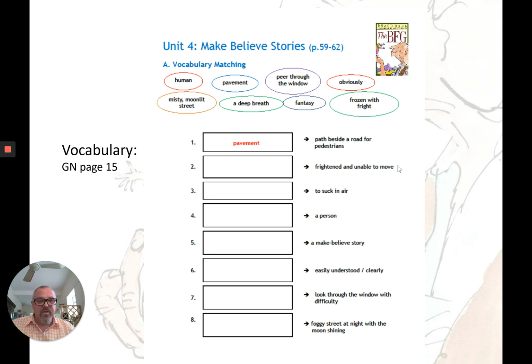Next one, number two, frightened and unable to move. I think this one's fairly obvious, frozen with fright. Next one, to suck in air, a deep breath. Another word that refers to a person, so obviously going to be human. A make-believe story. Now that's the focus of this lesson. We've already talked about it just now, fantasy. Easily understood. Obviously.